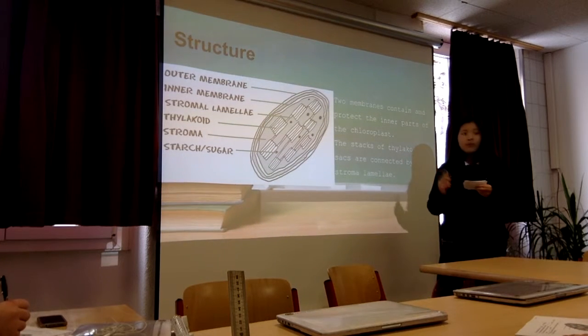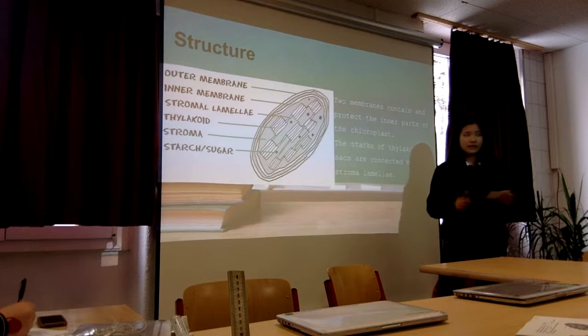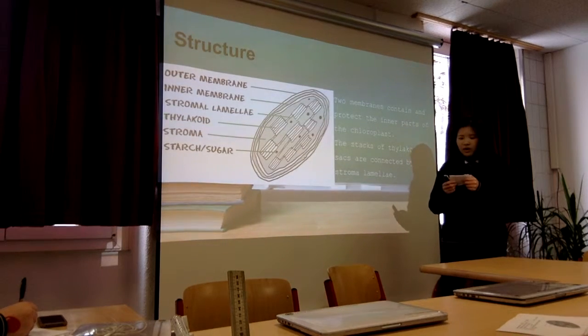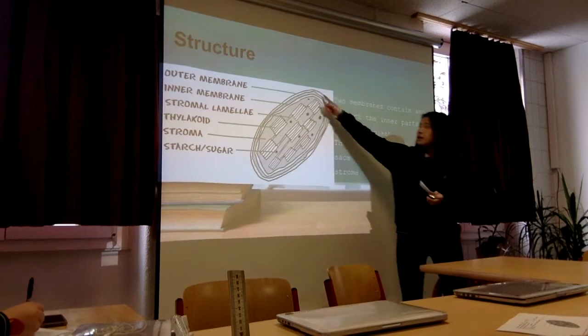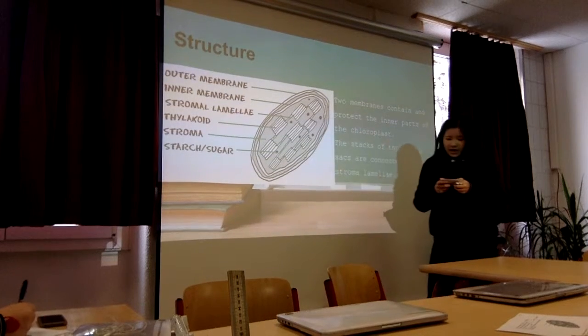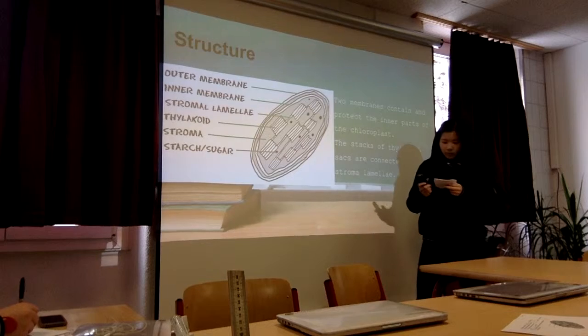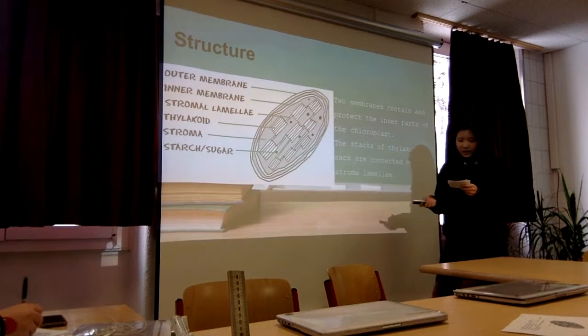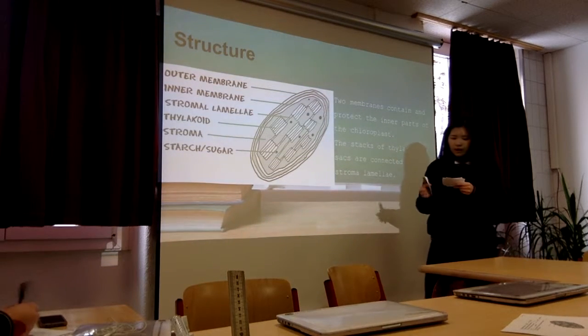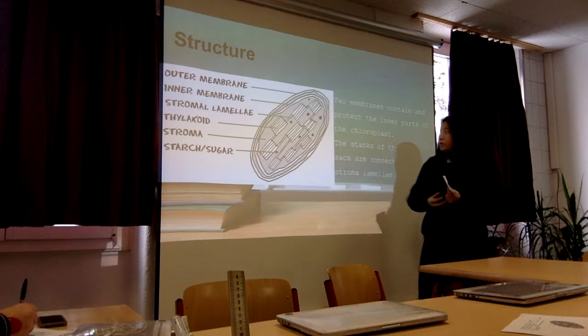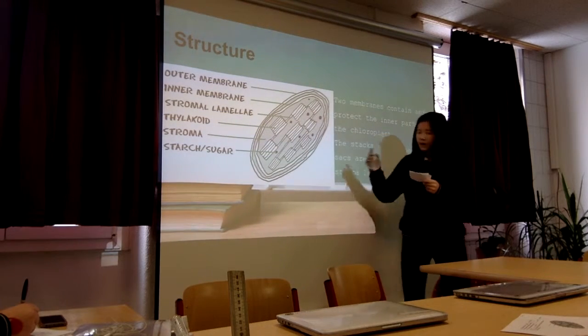Chloroplasts contain 2 membranes in order to protect and hold the inside parts. They are called the outer and the inner membranes, as shown in the diagram. And the inner membrane surrounds the stroma and the grana, which are stacks of thylakoids. These thylakoids are connected by stromal lamellae, which is this, as you can see.